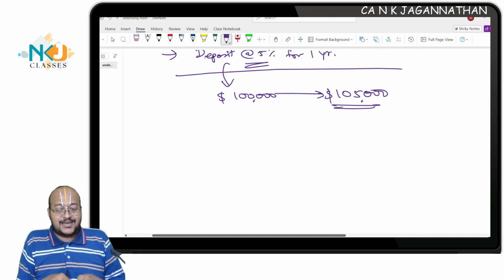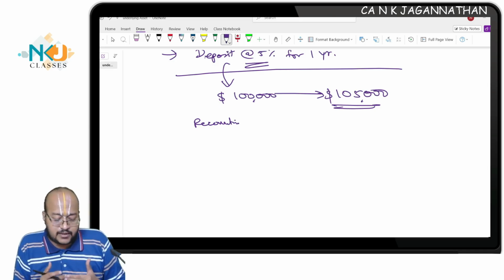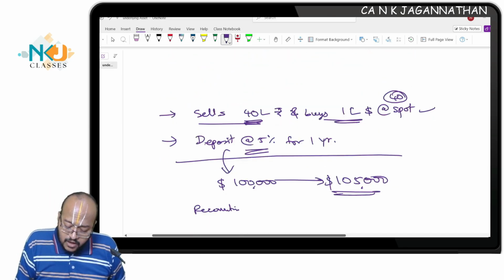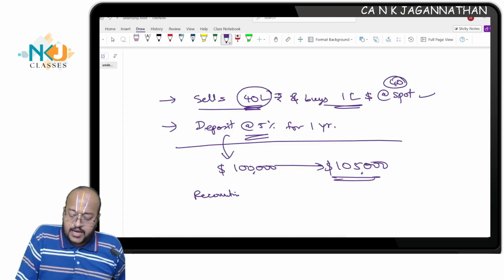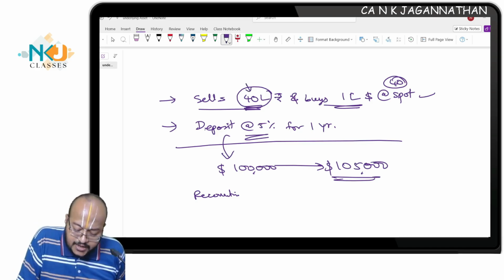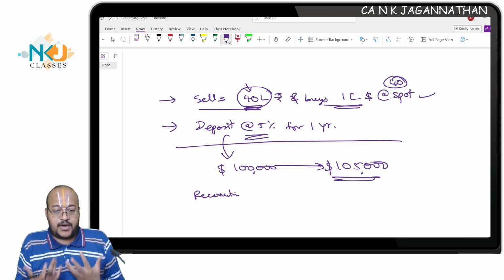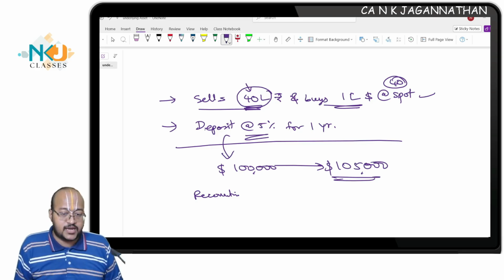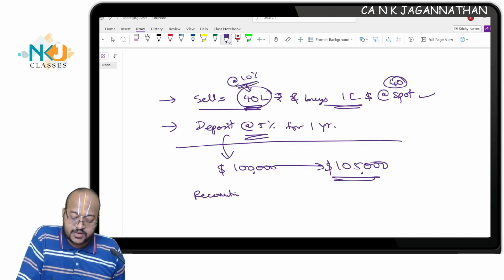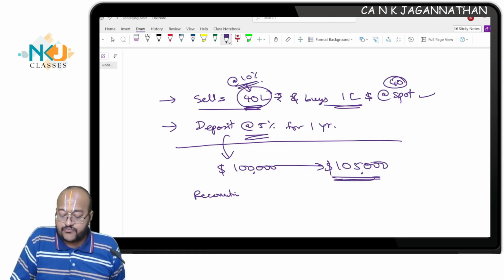Agreed. Now he is based in India, so he needs to reconvert. You need to understand what happens when he sold 40 lakhs and bought dollars. Effectively, 40 lakhs means he borrowed money. Assume that, because of opportunity cost, he may have 40 lakhs in hand, but still assume that he borrows 40 lakhs locally at 10%. Then he converted it into dollars and deposited at 5%, and he realized 1,05,000.